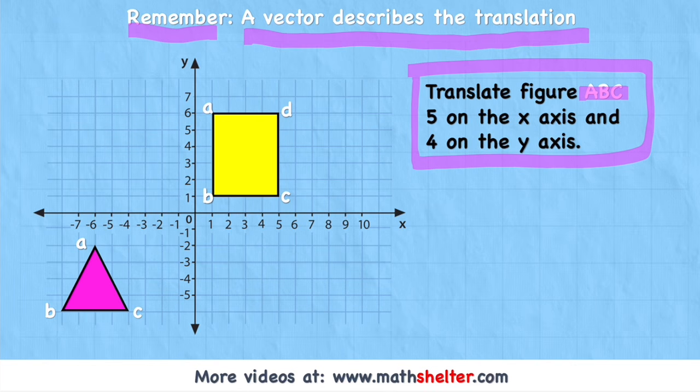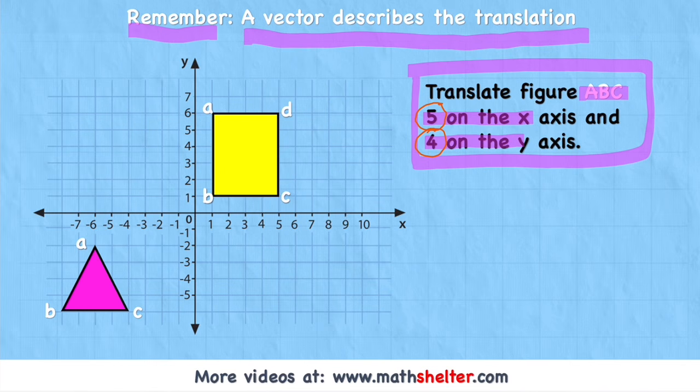And then how are we translating it? Well, we're translating it 5 on the x-axis and 4 on the y-axis. So we should know that the x-axis is this horizontal axis across here, and the y-axis is the vertical axis from top to bottom. And we should also know that the 5, because it's not got a negative in front of it, means it must be a positive 5, and the 4 also must be a positive 4. So we're moving positive 5 across the x-axis and positive 4 on the y-axis.